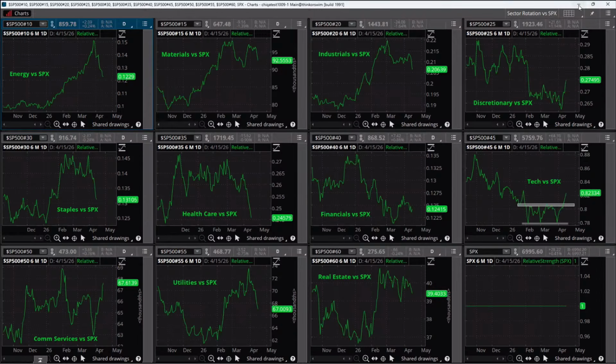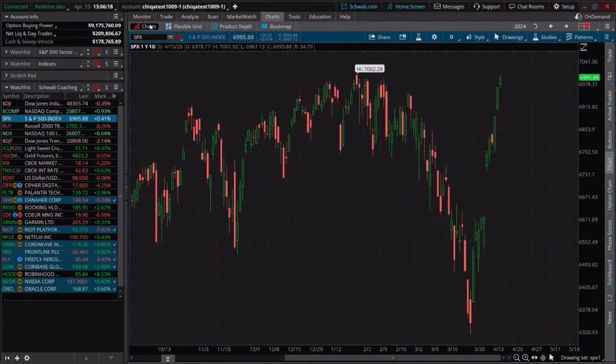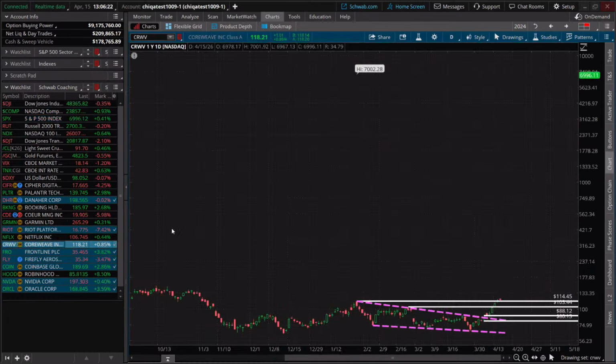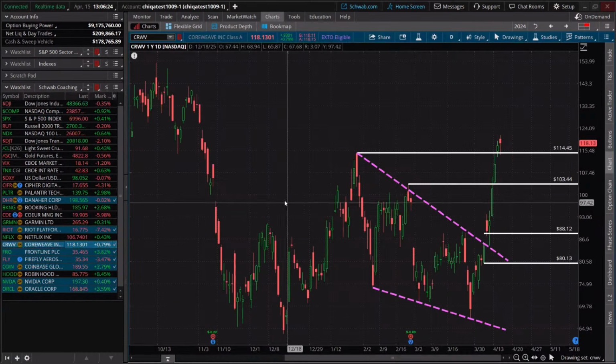So just wanted to pull that up there. Now let's go and review some of our old trades. We had a couple old trades from last week. This was one of our best ones, actually. So we're going to look at Coreweave first.